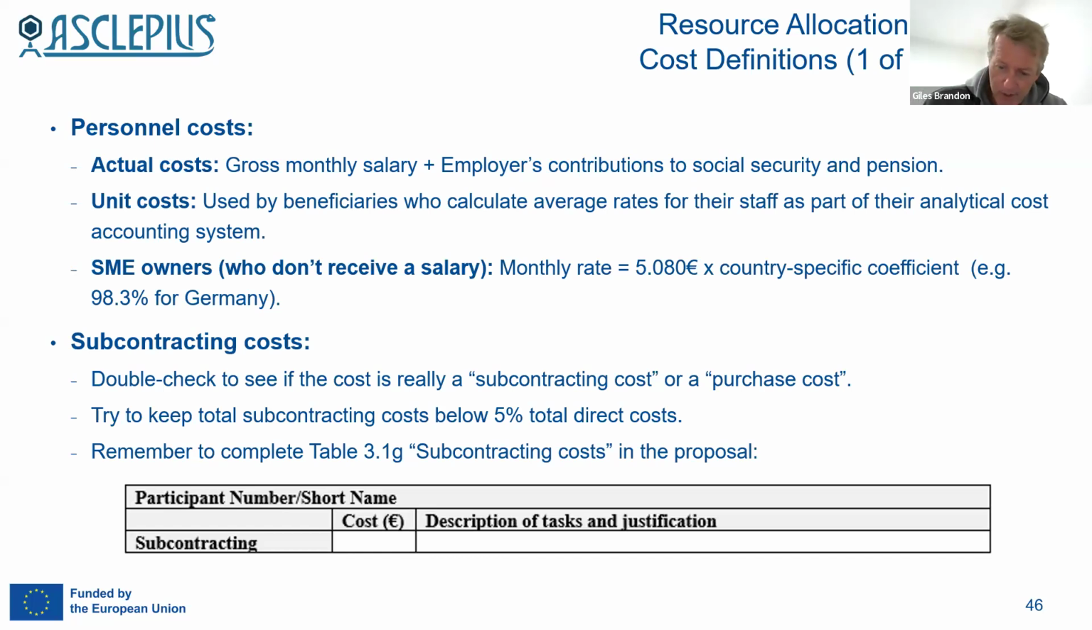Nevertheless, if you do, for whatever reason, have a project where you do have a subcontracting cost, my advice is try to keep it below 5% of your total costs. If you get anywhere close to 5% or above, make sure you write some text to explain precisely why this subcontracting is necessary for the project. And make sure you do that in this special table 3.1G. Part of it is shown on the slide.